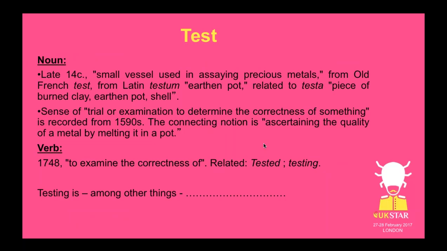And I looked up once, where does the word testing come from? Originally, it was not how we think of it now, but it was the pot or vessel used in assaying precious metals. And it was only about the 1590s that the trial or examination to determine the correctness of something changed the interpretation of the noun test. So there was the connecting notion that it's ascertaining the quality of a metal by melting it in a pot rather than just describing the pot. And from 1748, it became a verb to examine the correctness, the kind of understanding that we have now.